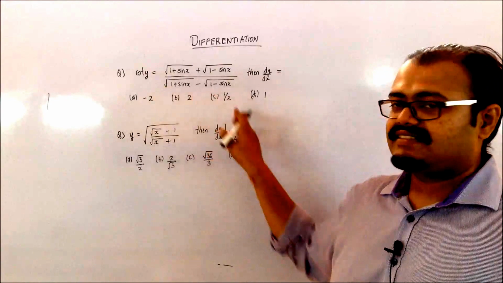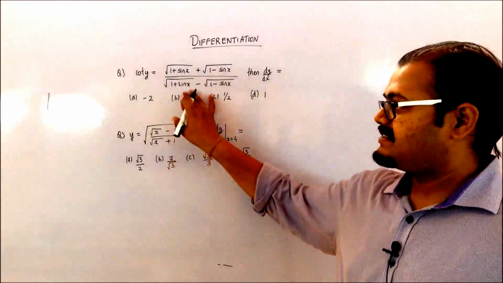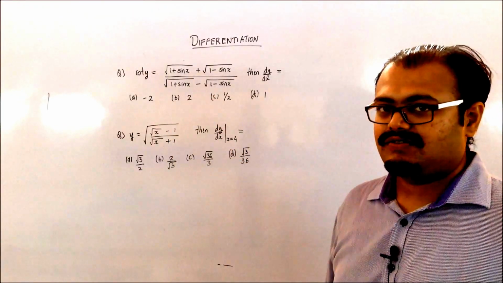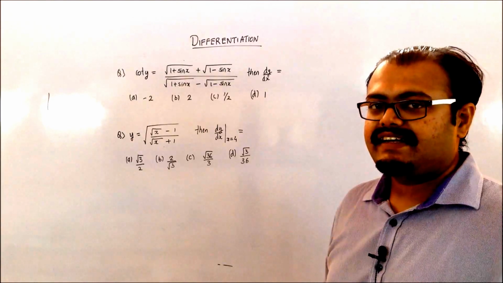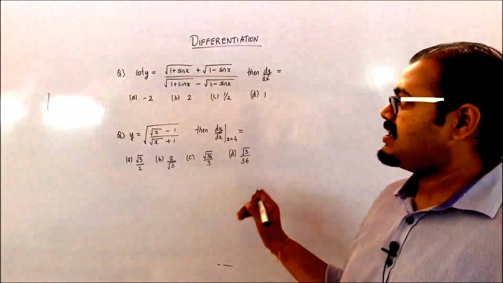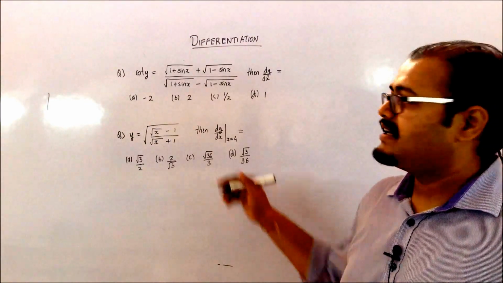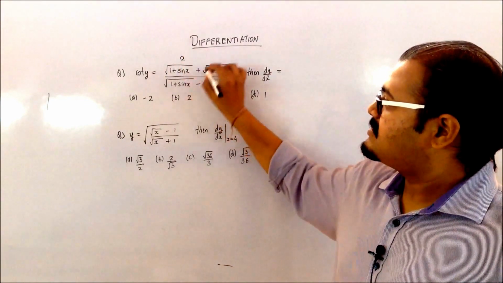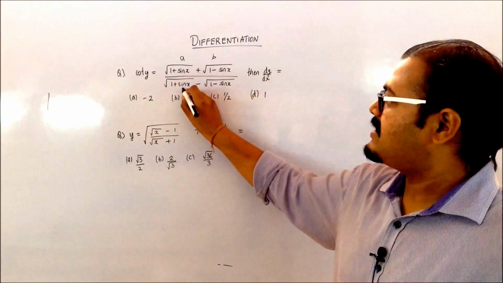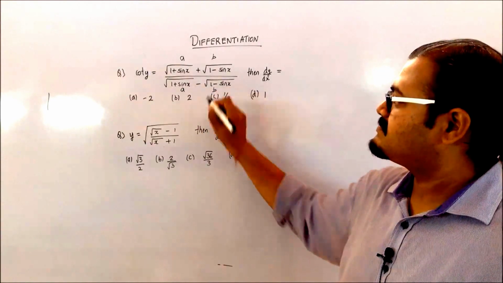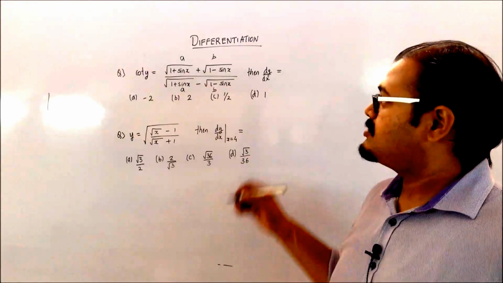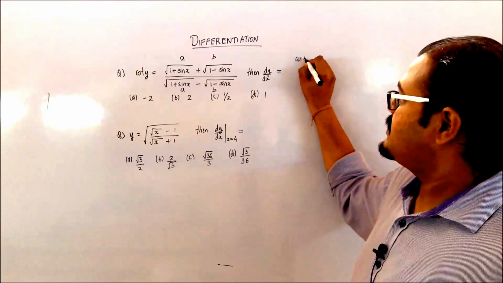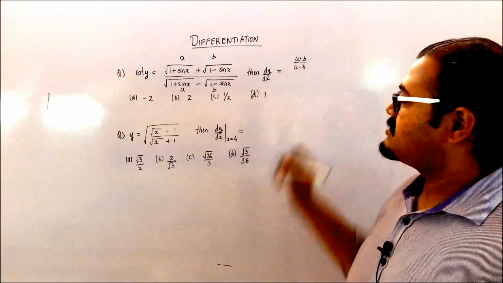So your question is this particular function. You can see that this is a very complicated thing, so you cannot obviously take a direct derivative of this. So what you can do is simply name this as A, this will be B. So you are having this as A and this as B. So what you have is (A plus B) upon (A minus B).